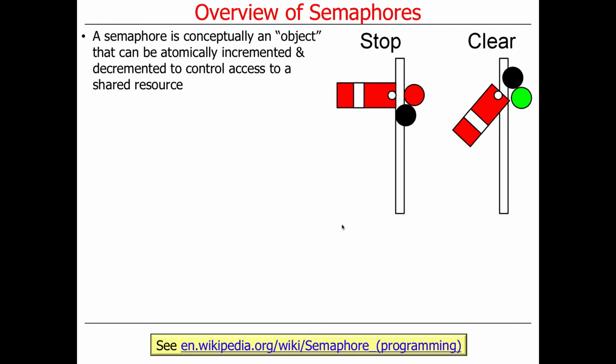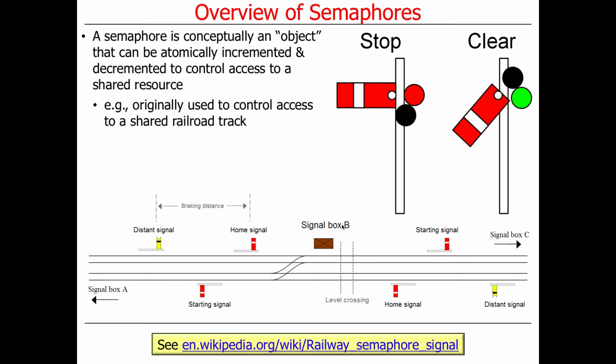So what is a semaphore? Conceptually, leaving aside implementation details, which we'll get to later, a semaphore is an object that can be atomically incremented and decremented to control access to a shared resource. And originally, semaphores were used to control access to shared railroad tracks.